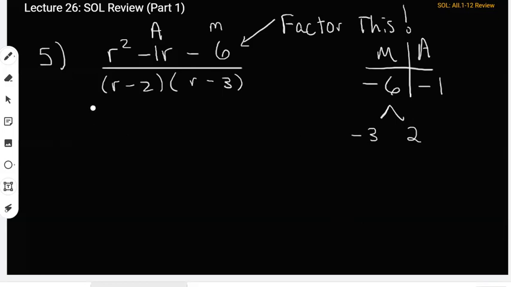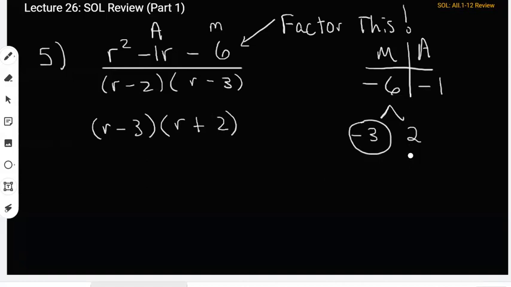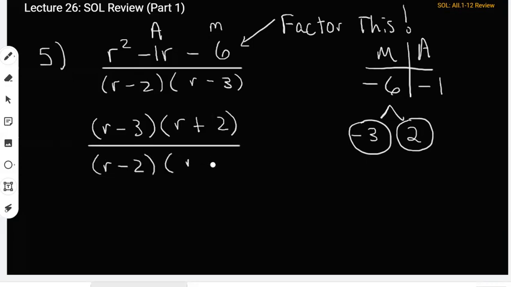So now what I can do is factor the top as r minus 3 and r plus 2, by using these numbers, the negative 3, which goes in the first set of parentheses, and the positive 2, which goes in the second set of parentheses. And the bottom of the fraction is still going to be r minus 2, r minus 3. That hasn't changed.